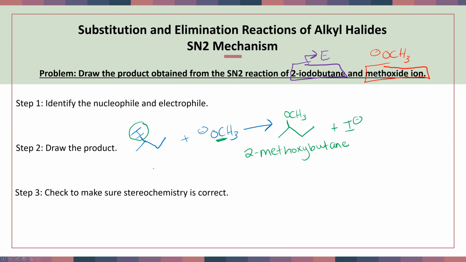Our last step is to check to make sure the stereochemistry is correct. Now, in this problem, the stereochemistry of our starting material was not specified. So we don't know if this is R, S, or a mixture of R and S. So because of that, we can't really specify the stereochemistry of the product. So 2-methoxybutane will just suffice as our final answer.